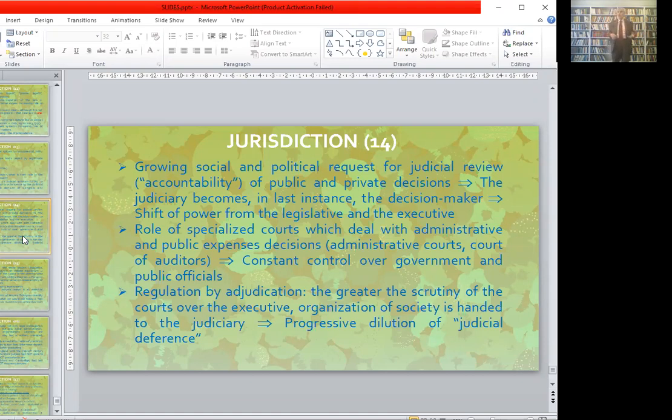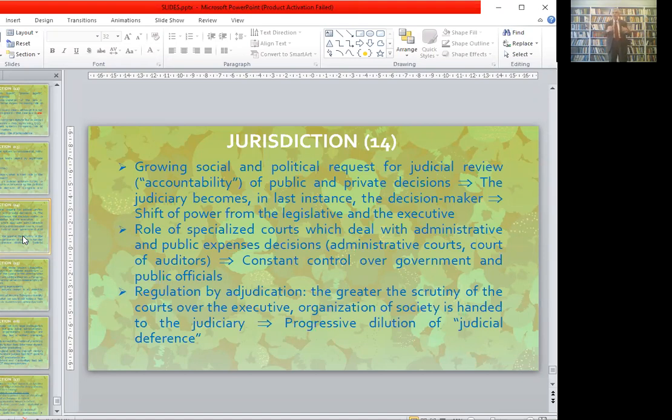And so this is what we generally call regulation by adjudication. Adjudication is the role that the courts play in deciding cases, and they somehow regulate the economy. So if the courts analyze the exercise of regulatory powers by government, government agencies and independent agencies, this means that the courts are deciding instead of government in its various forms. So just to point out, this again is a shift of power, and we see that progressively there's a dilution of this notion that we generally call judicial deference.